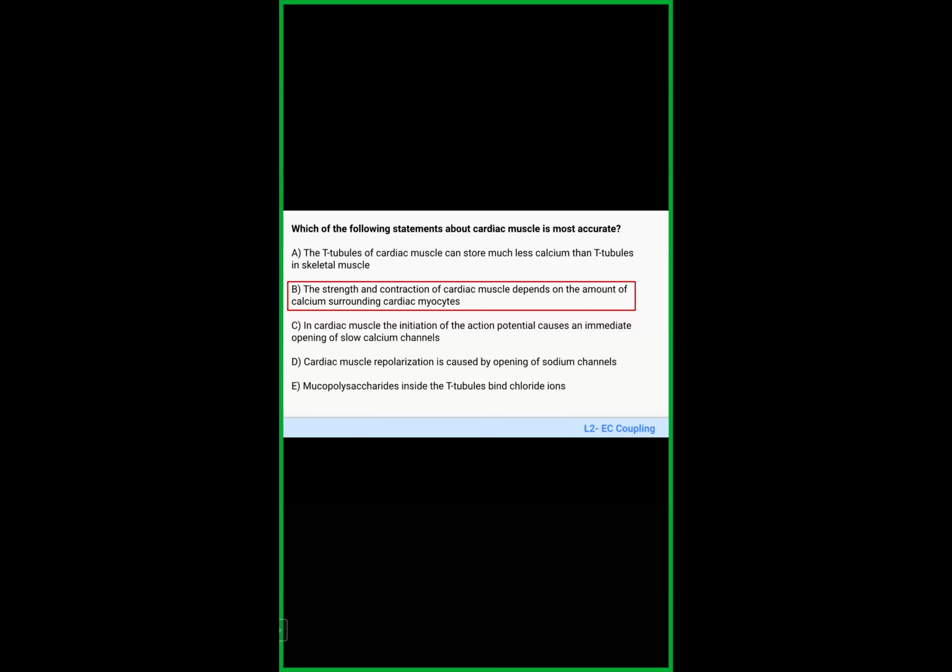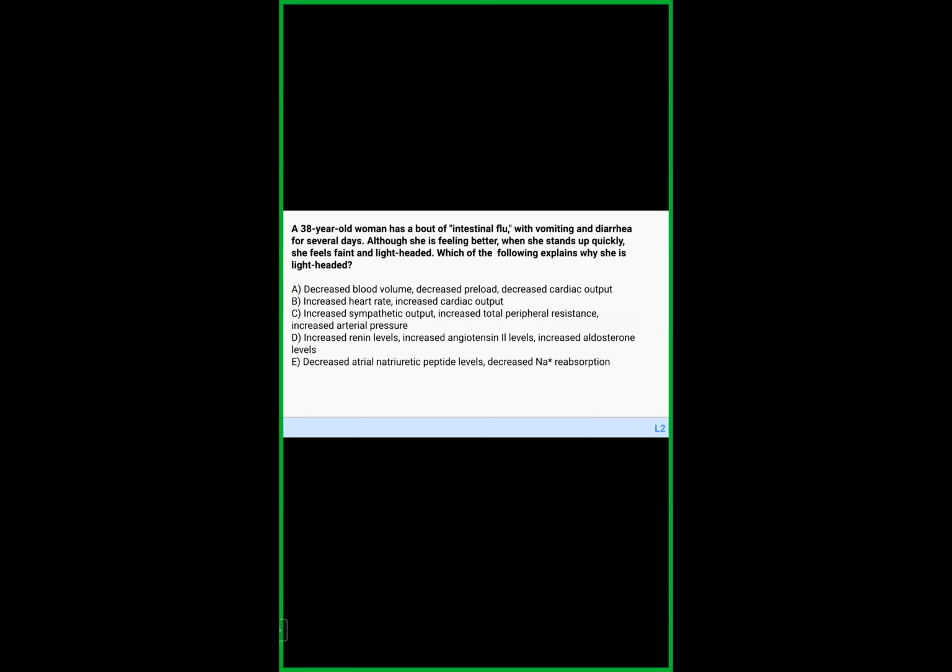All right, you're welcome. Okay, so for this question, a 38-year-old has a bout of intestinal flu with vomiting and diarrhea for several days. Although she is feeling better, when she stands up quickly, she feels faint and lightheaded. Which of the following explains why she is feeling lightheaded? Also, if you guys think I'm going too quick, please let me know. And if you have any questions, just ask in the chat.